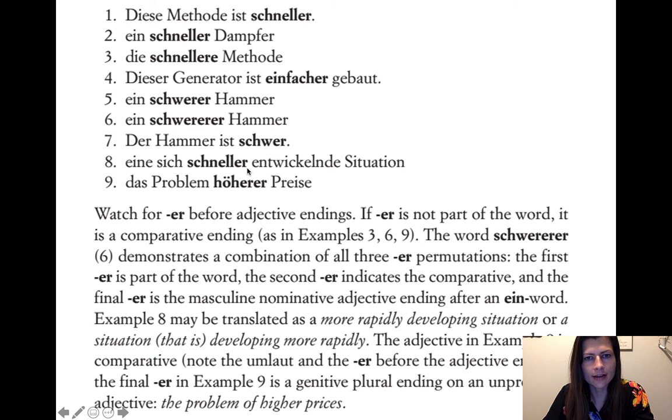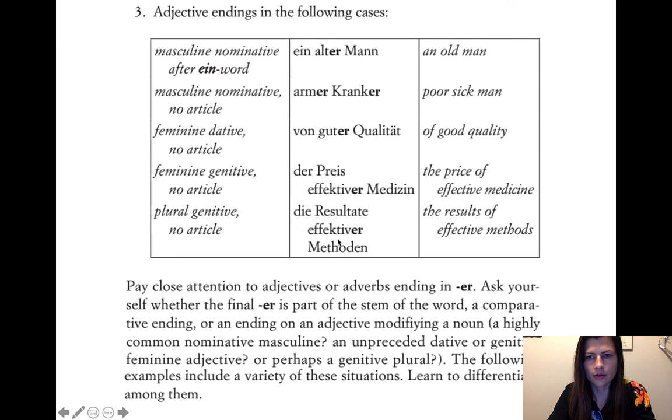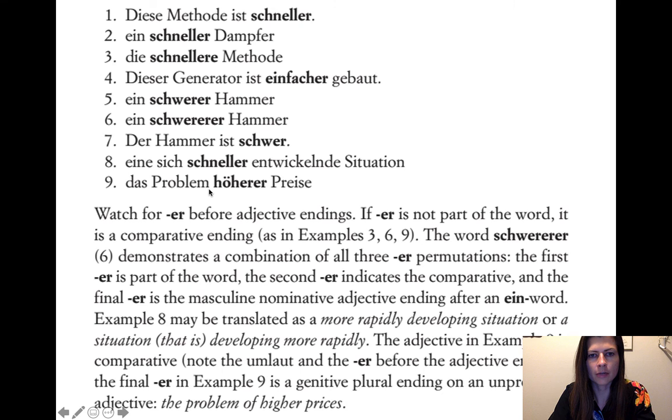Eine sich schneller entwickelnde Situation. So a situation that is developing more quickly. A more quickly developing situation. Yeah, so schneller in this case is more quickly or faster. Das Problem höherer Preise. So now we're in the genitive. We had the genitive, the results of effective methods. This one is the problem of higher prices. Preise is in the plural, and we can actually only tell it's in the genitive because of this ending here. So höher is already the comparative form, higher, and then this is indicating a plural genitive ending.